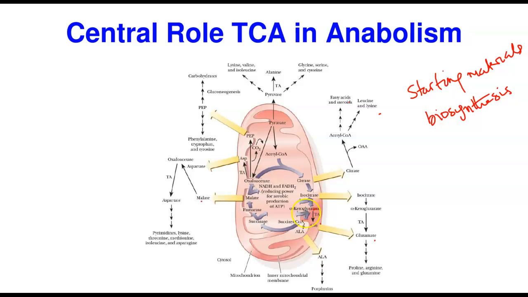And then, remember, this is your mitochondria. This is the inner mitochondrial membrane, and this is the outer mitochondrial membrane. These are the infoldings that give you a high surface area for all these reactions to take place.